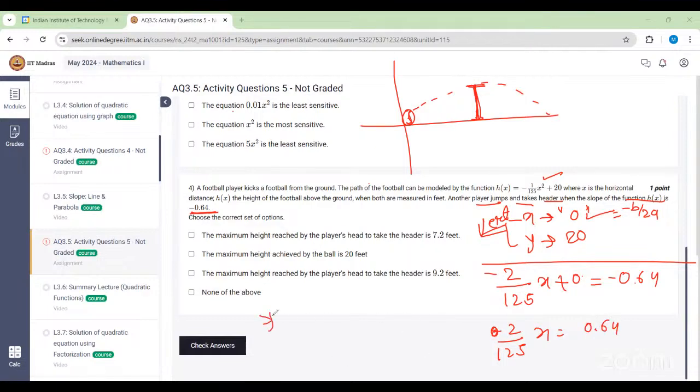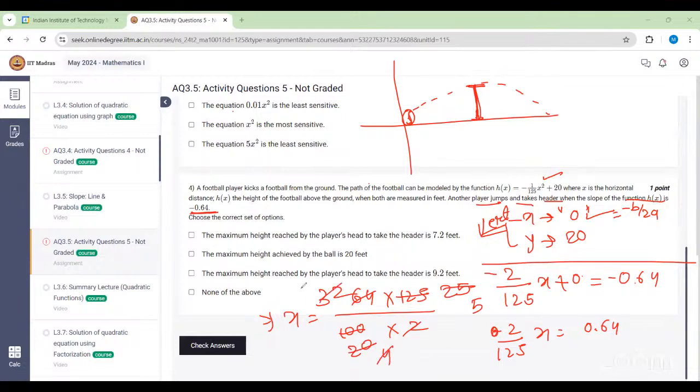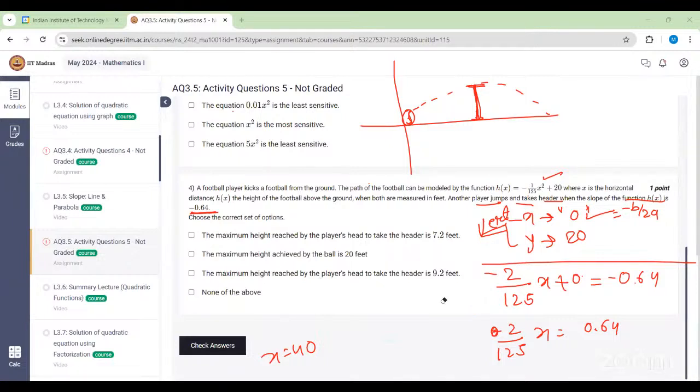Now we can simply solve it to get the value of x. You guys can understand the calculation. Multiply by 125 into 2. We can cancel it out, saying 32, right? And then this 100 can be decomposed into 10. This will be 25 and this will be 20. Again, this will be 5, this will be 4, and this will be 8. Ultimately, we will get 40. Yes, sir, 40. So that means the player who wants to take the header is actually standing at x equals 40.